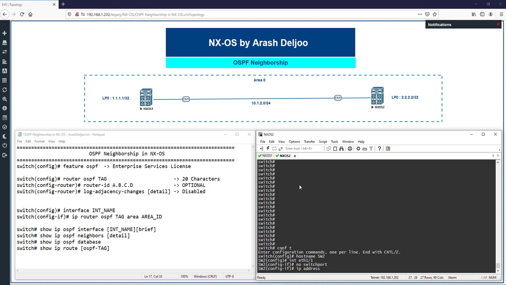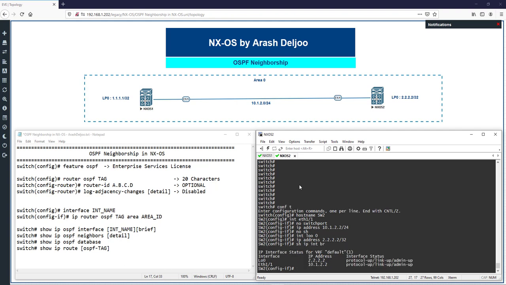Then we should configure the IP address 10.1.1.2/24 and no shutdown. Again, we have interface loopback 0 with the IP address of quad 2/32. Let me check the interface status with show ip interface brief. As you can see, Eth1/1 now has an IP address, and also loopback 0.